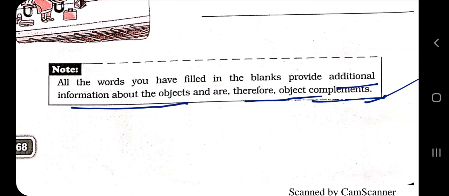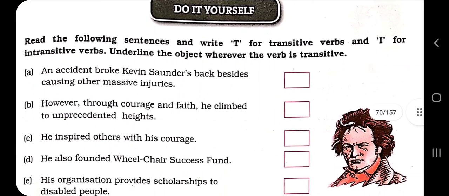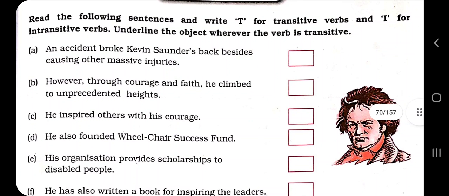Now do it yourself. Read the following sentences and write T for transitive verb and I for intransitive. Underline the object wherever the verb is transitive. Now you have to do two things. You have to underline the object, and if there is an object, it has to be what? It has to be transitive. An accident broke Kevin Sundar's back. This is object, so it is transitive.